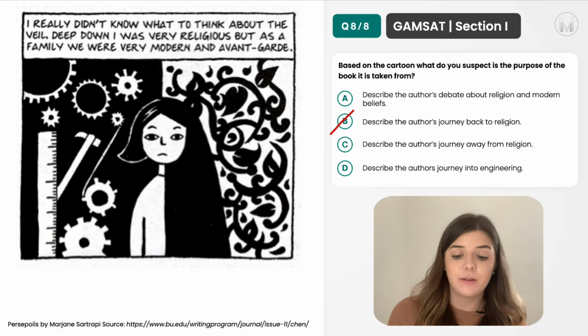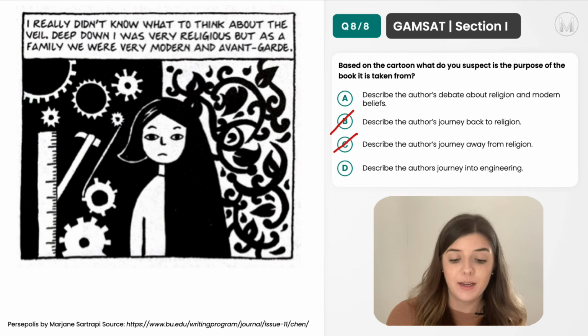C, describe the author's journey away from religion. Just like in B, we've got no sense that the author has had any doubt in her actual beliefs or is planning on leaving her religion. It's just simply about wearing this veil. So we can rule out option C.